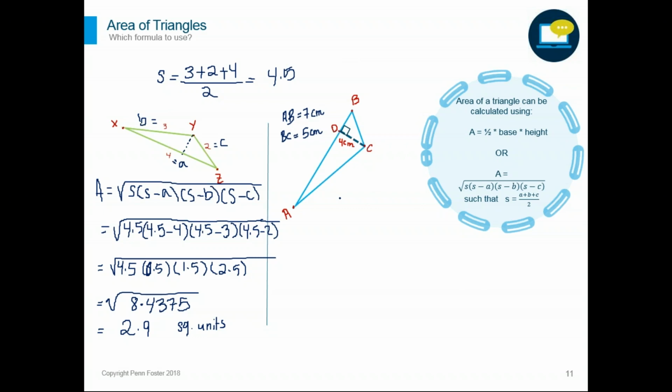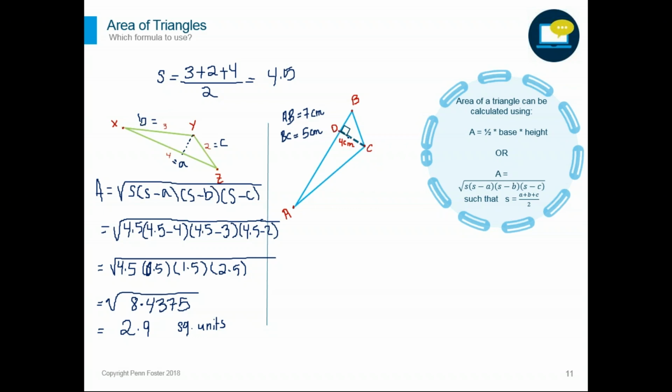This time we have a different set of givens. One of them is an altitude or height. DC is the height of the triangle. How did I know that DC is the height of the triangle from the figure? It's not in the words of the question, but in the figure, it is a segment connecting a vertex to the opposite side, and this segment is perpendicular to this side.